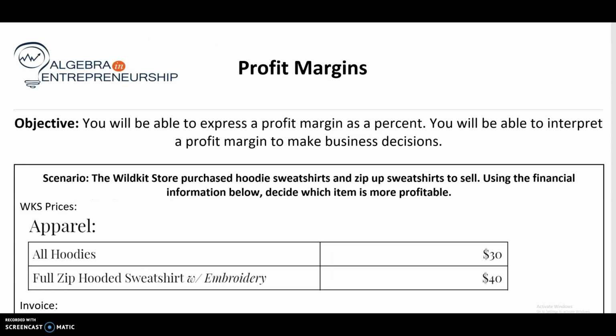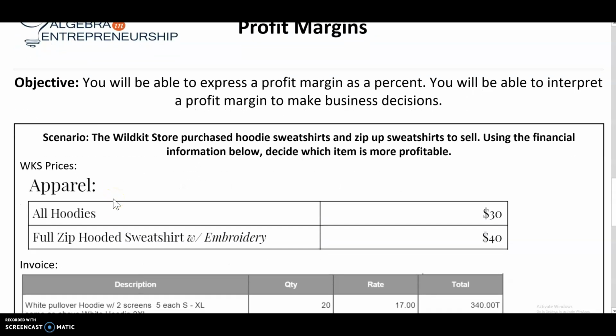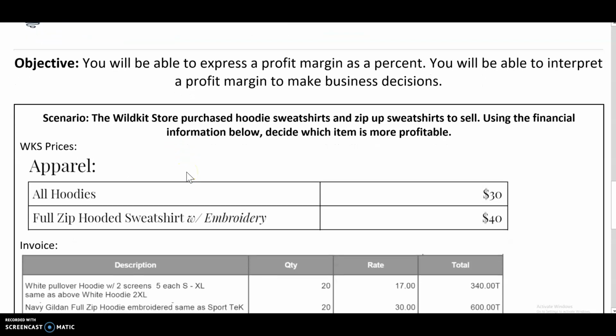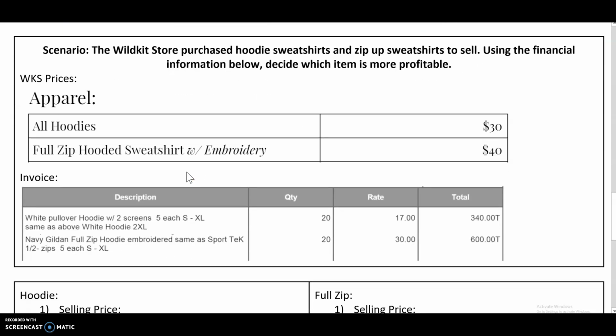Everyone. In this video, we're going to talk about something called a profit margin, which we'll express as percentages. So we'll talk a little bit about percents. Ultimately, we want to use profit margins to make business decisions, because profit margins will help us talk about the profitability of items. In order to do this, we're going to talk about a scenario with the Wildcat store. In the Wildcat store, we have hoodies and zip-up sweatshirts, two examples for today. With the information below, we're going to figure out which item is more profitable.